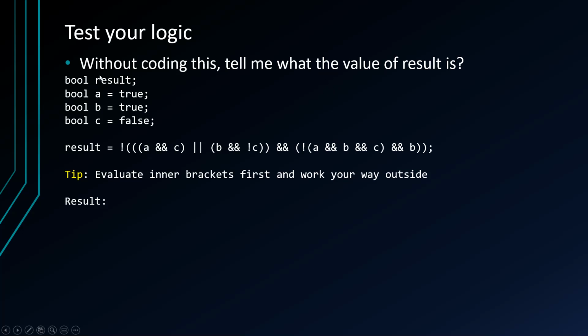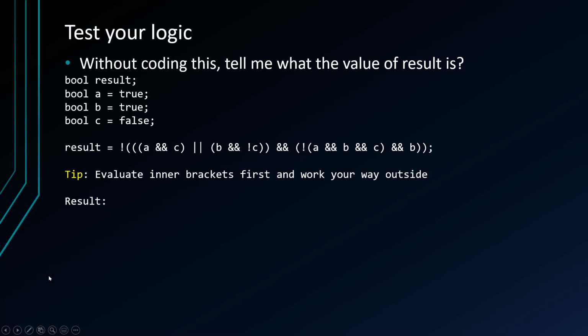Imagine I have a Boolean variable called result and 3 other bools, A, B, and C, which are true, true, and false. What is the value of this statement? Now, don't forget your BEDMAS order, your brackets, and everything like that. Okay? Here's your tip. Evaluate your inner brackets first and work your way outside. Okay, I'll give you a second, and then we'll write it on here to show you how we evaluate it.